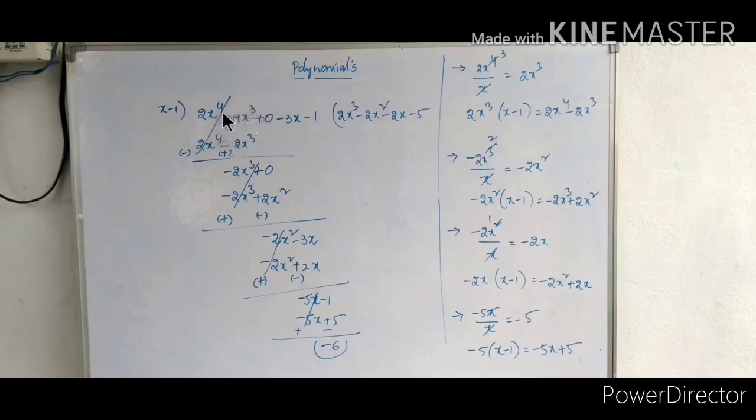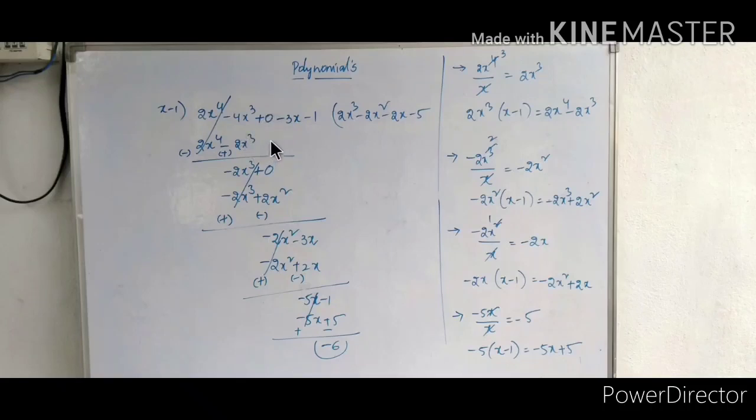Here the degree of this polynomial is 4, the highest degree of the variable. So x is continuously descending with respect to terms. Here x power 4, x power 3, x power 1 and x power 0. Here in between x power 3 and x power 1, x power 2 is absent. So for our convenience just put a 0.